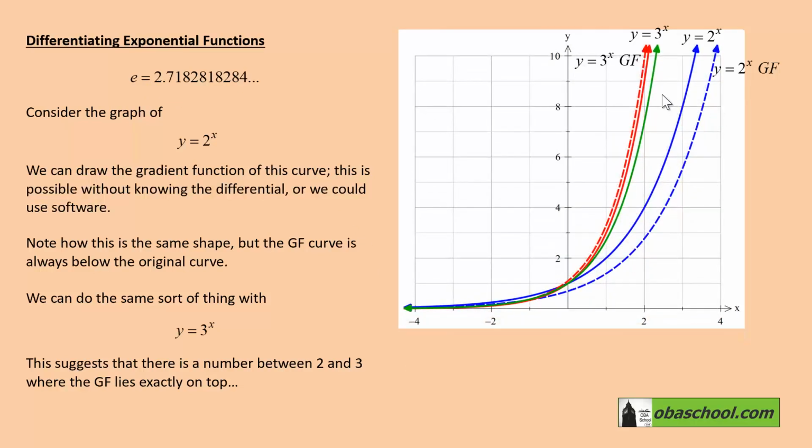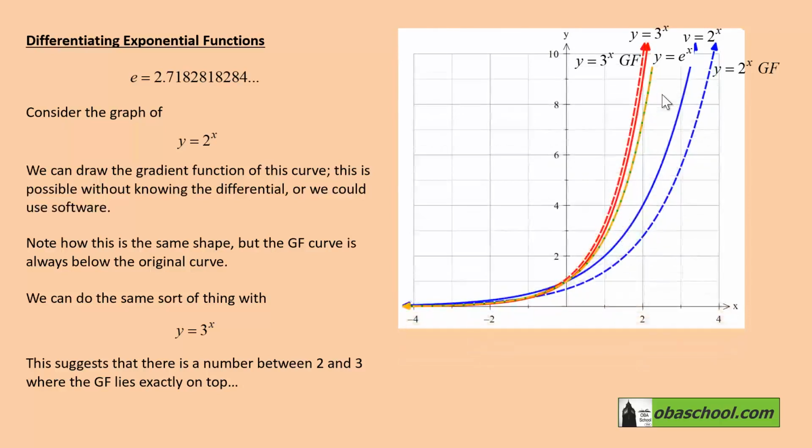So the green one here is y equals e to the x. And yes, the gradient function lies exactly on top. And in fact, I've plotted it here, and you can see the green curve poking through the dashed yellow one.